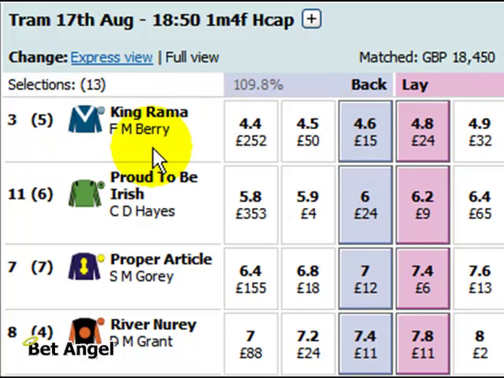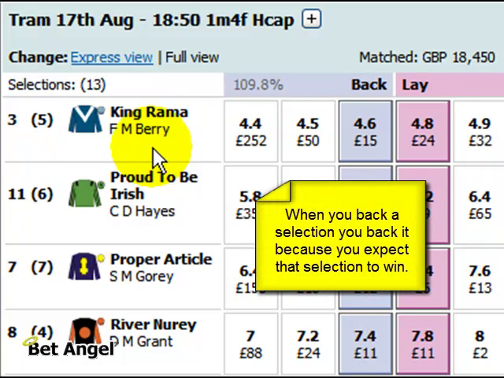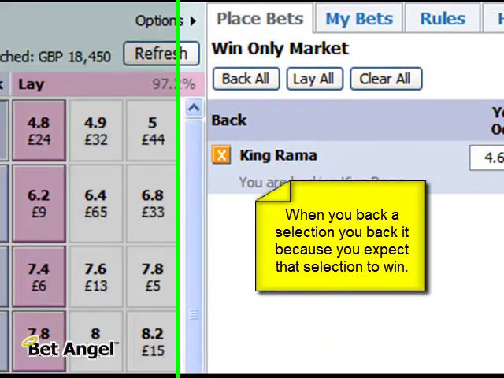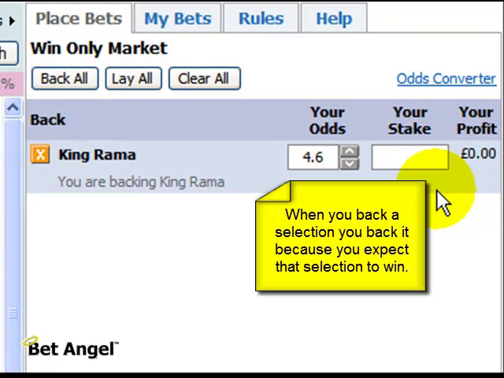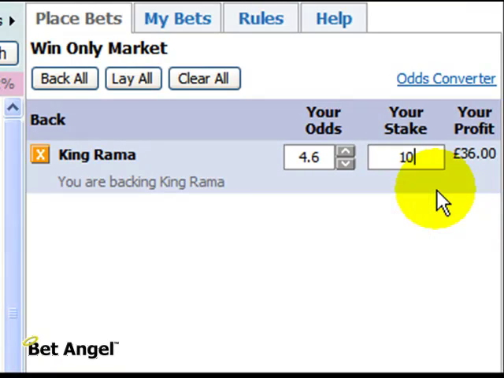So if somebody gave us a tip, or we fancied the name King Rama or Proud to be Irish, and we thought it was perhaps going to win this race, then in conventional betting terms what we would do is go into the market. We would say King Rama, we've just clicked on him and we've selected his price of 10.6, and then we'd put in how much money we want to bet.